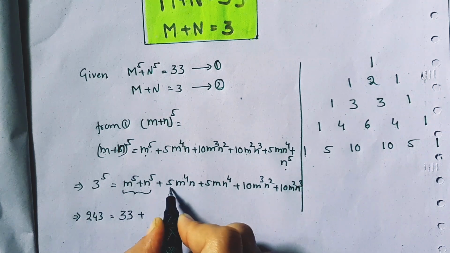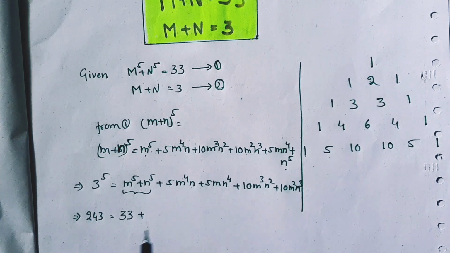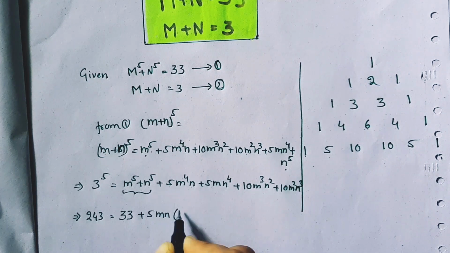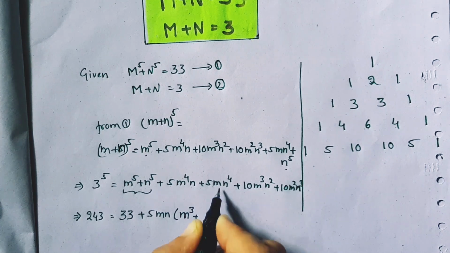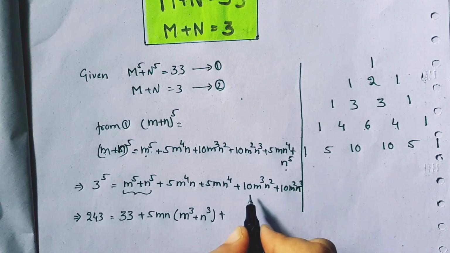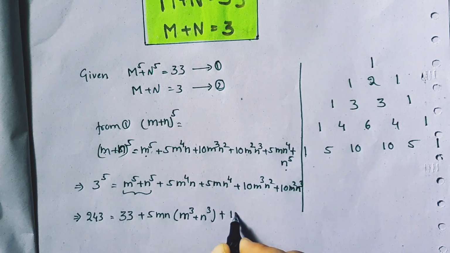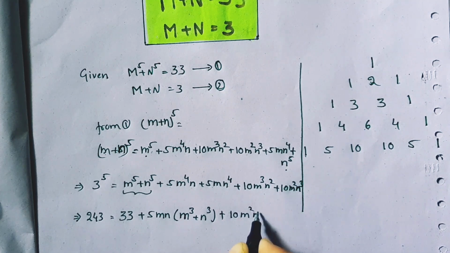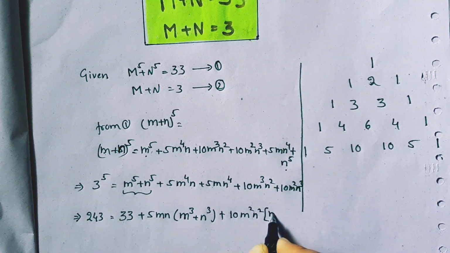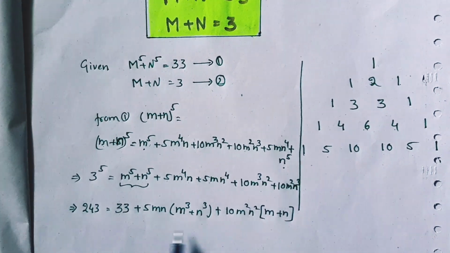Then, just look at here, 5 is common and mn is common. That's why I am taking 5 mn as common. Then the left is m cube plus n cube. Okay guys. Then here 10 m square n square is common here. So 10 m square n square as common. Then the left is m plus n. Understood this step?